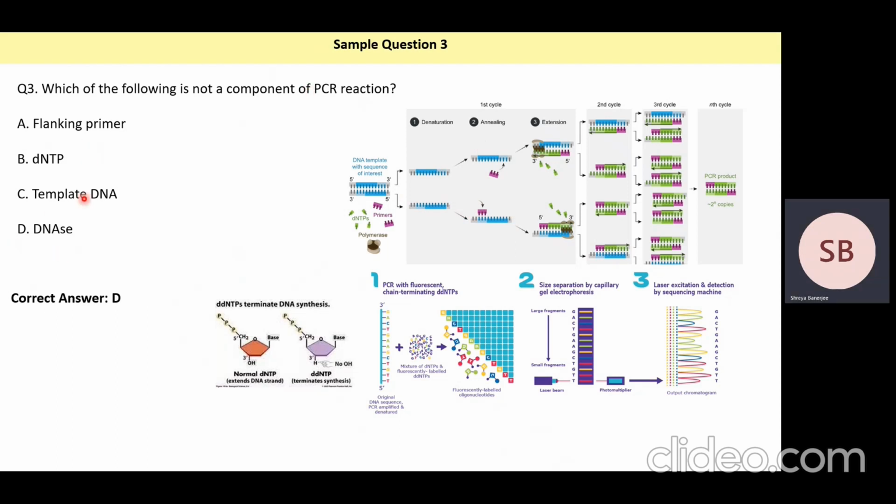And finally, we require the template DNA, which is the initial template, the flanking primer, and the dNTP, which is required for extension. So DNA polymerase in the extension step uses dNTPs to add on to the template strand. And so all of A, B, C is required. So what is not required is D, or DNase, because DNase helps in breaking the DNA, not multiplying.